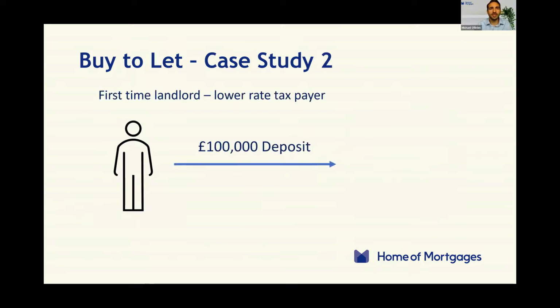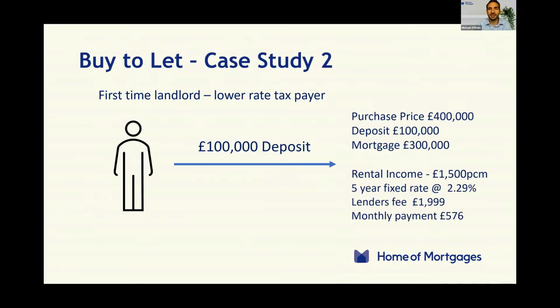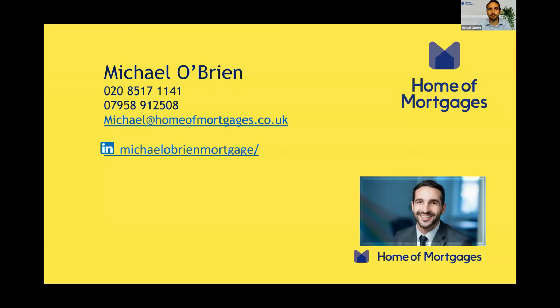And likewise, a first-time landlord, lower rate taxpayer, used £100,000 inheritance to carry out a buy-to-let investment, with a rental income of £1,500 a month, was advised by their tax adviser to purchase in personal name as they're a lower rate taxpayer, and it was the best advice for them. Okay, so yeah, that's an overview of the mortgage market today.